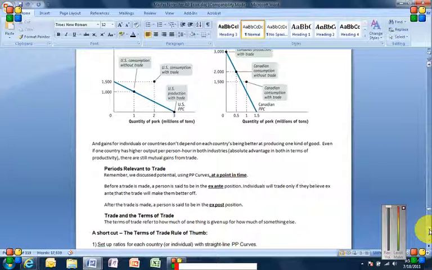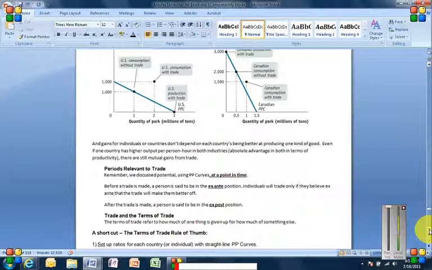A couple of other terms you just want to review here. You've had these before. Periods relevant to trade. Remember we discussed potential using PP curves at a point in time, and so that's really key, especially if you think back to the recent lesson about growth over time. The potential of economies can expand if they make the right decisions about how to go about doing that, pushing the envelope, or perhaps even expanding from a relatively inefficient level. But the period of time is a really important concept for this. Before a trade is made, we're talking about the ex ante position. After the trade is made, we're talking about the ex post position.